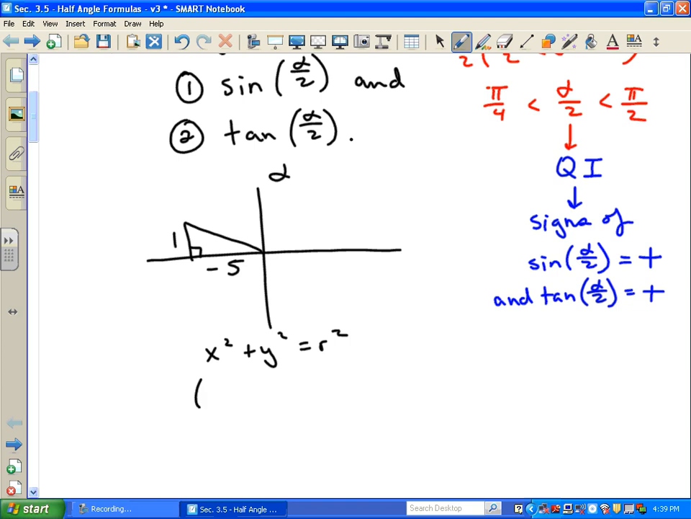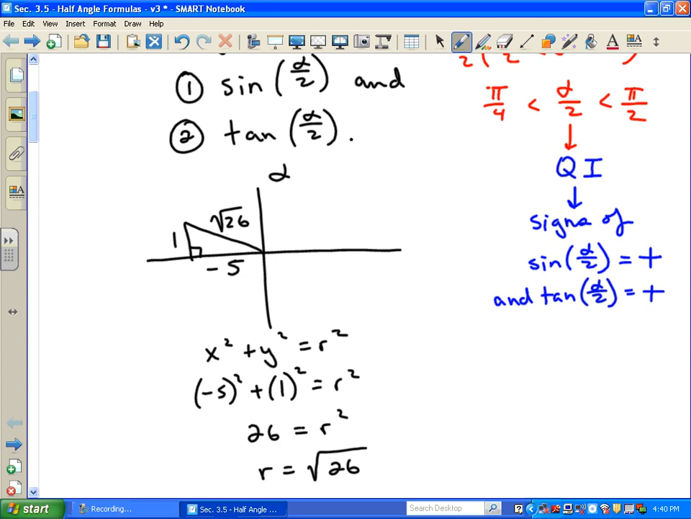We know what x is. We know what y is. So we'll have this left-hand side equaling 26. And so r will be the square root of 26. Now 26 can factor, but it doesn't contain any perfect square factors, so we can just leave it as square root of 26 and be okay.